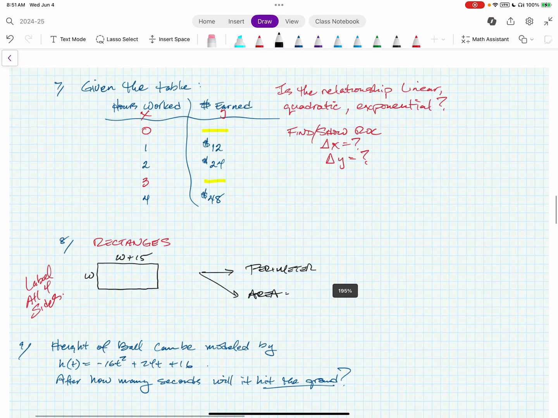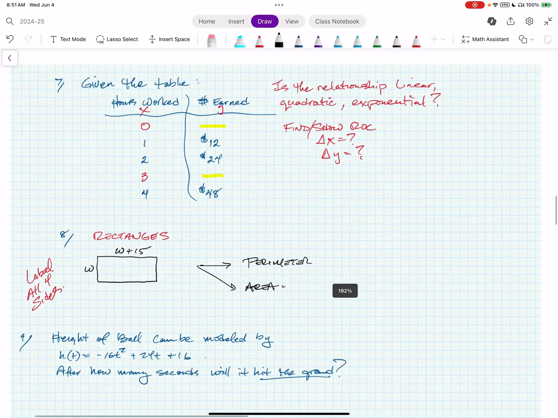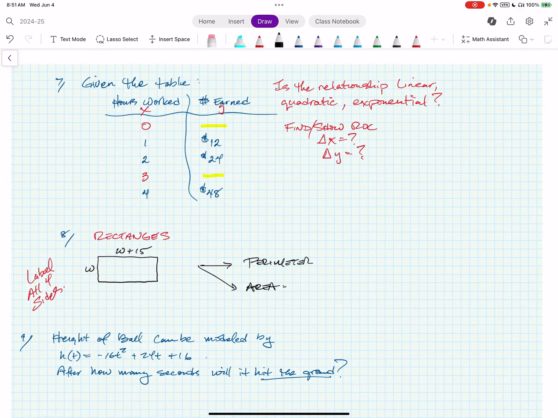All right, number 7, they're going to give you some hypothetical situation here. In this case, you've got some information on hours worked versus money earned. Okay, so hours worked is X values, money earned is Y values, and they're going to ask you if it's linear, quadratic, exponential. How do you do this? Well, you take a look at the rate of change. And we did this in the beginning of school, actually. We did this in first and second semester, okay?